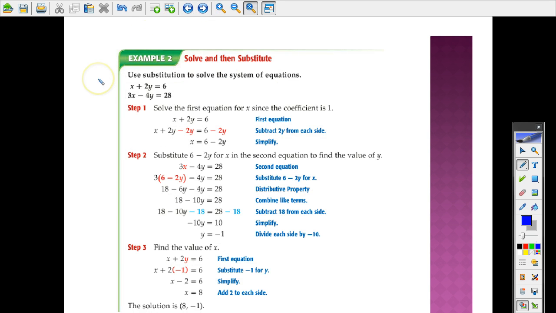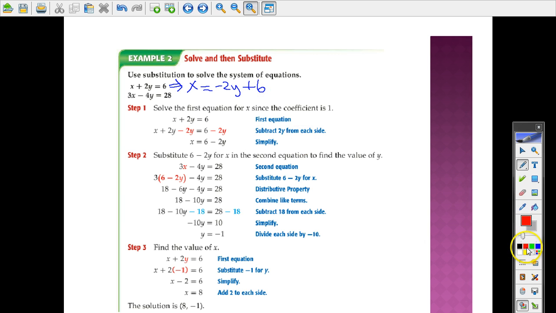Okay, welcome back. All right, we're going to move on to example 2, solve and then substitute. The previous example was easy because it was already in y equals form. Here they're not making it easy for you. They're not saying x equals this and y equals that, but we can definitely make this look like x equals by simply subtracting 2y on each side. So when you do that, you have x equals -2y plus 6.